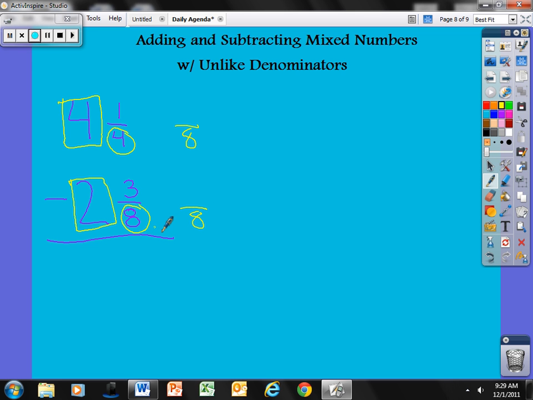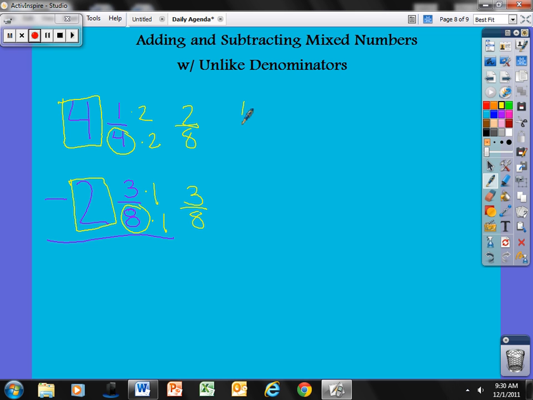What did I multiply 8 by to get 8? I multiplied it by 1. 1 times 3 is 3. What did I multiply 4 by to get 8? I multiplied it by 2. 1 times 2 is 2. Now I have 4 and 2 eighths.